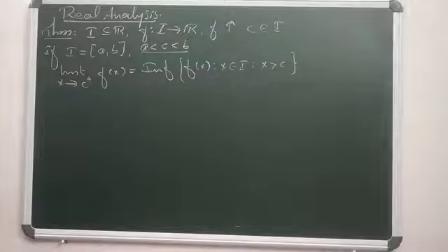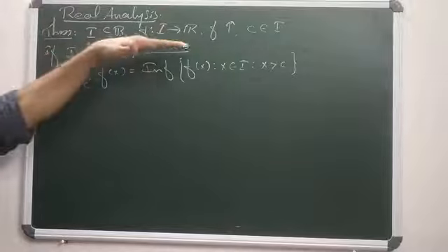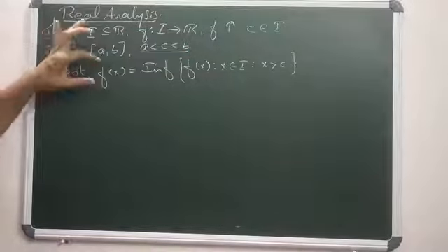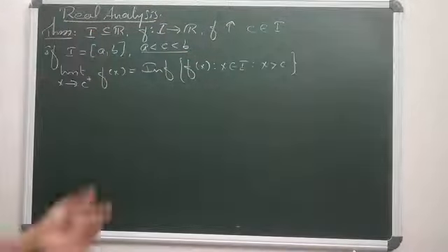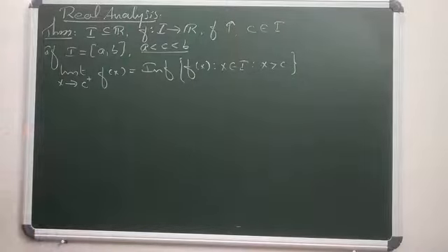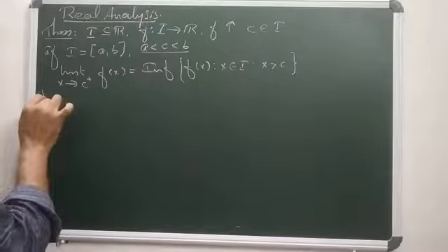In the previous class we already proved that, under these conditions, the limit as x tends to c minus of f of x equals the supremum of f of x for all x in I with x less than c. Here we prove the second result. If f from I to R is an increasing function, where I is a subset of R, and c is not an endpoint of this closed interval I, then the limit as x tends to c plus of f of x is the infimum of f of x with x in I such that x is greater than c. How to prove this one?